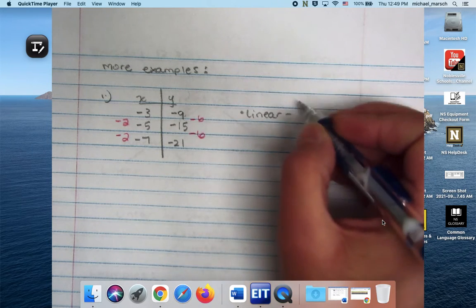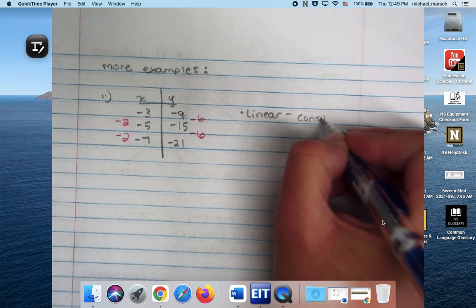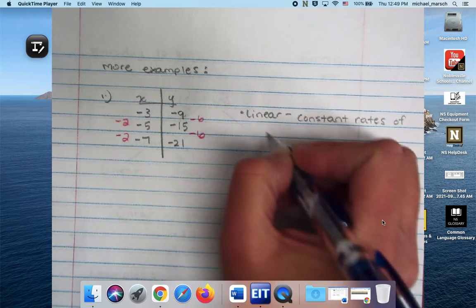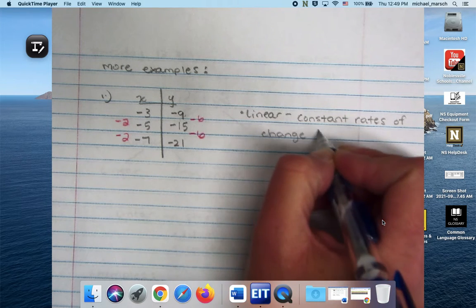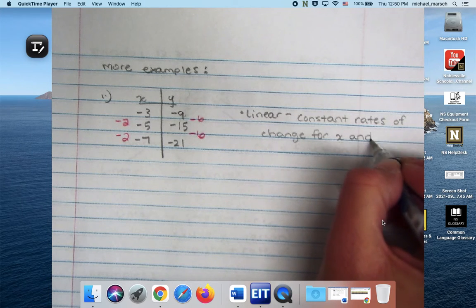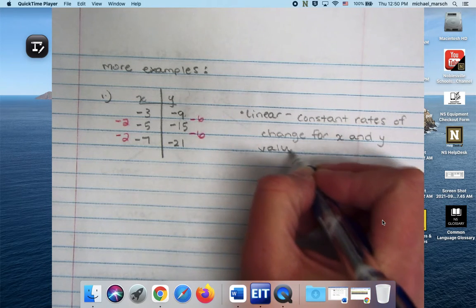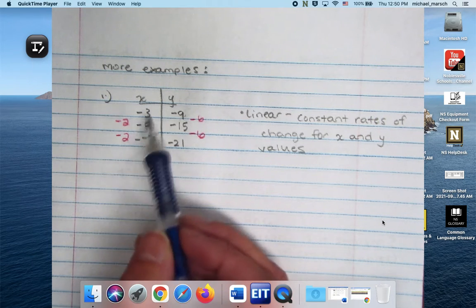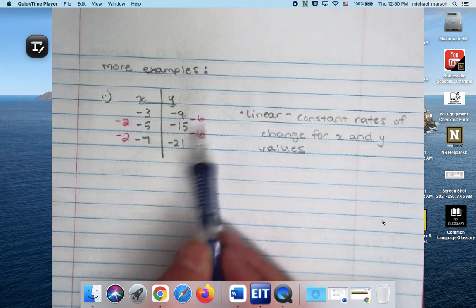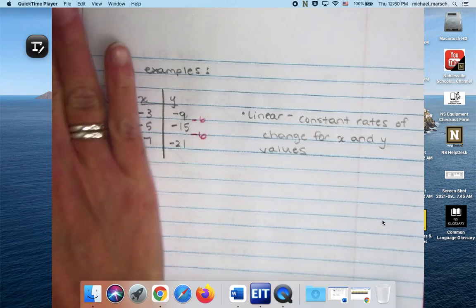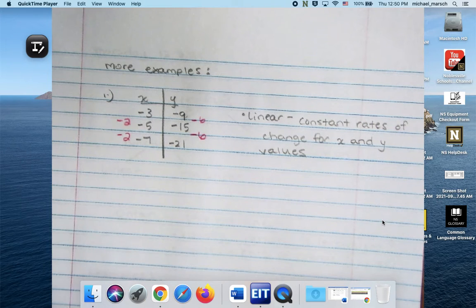Constant rates of change. Well, that's gonna be hard for x and y values. Now notice they don't have the same constant rate of change, they just both have one. Okay, so these don't have to match. These 2's and these 6's do not have to match. They just need to have their very own constant rate of change. Right, and that happens by adding or subtracting to get to the next value.